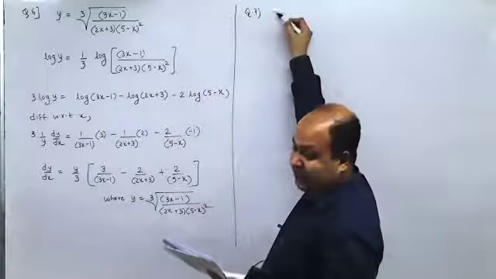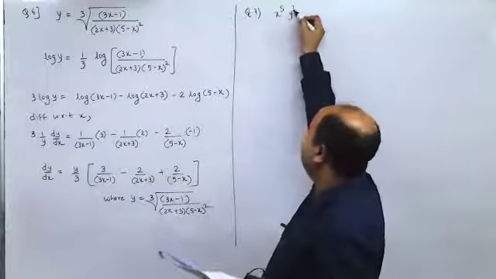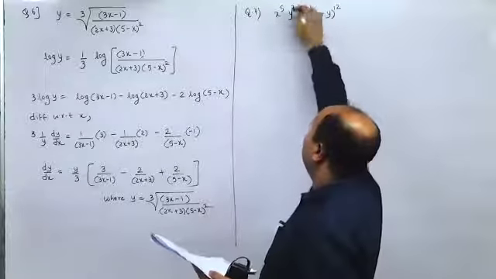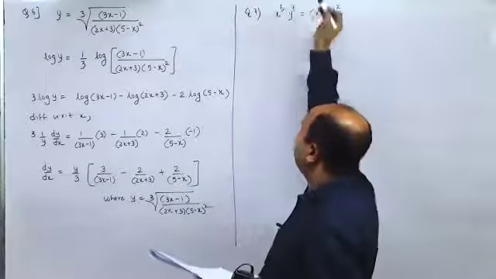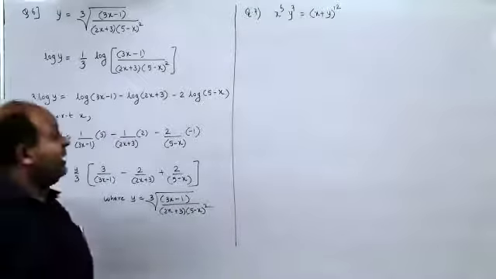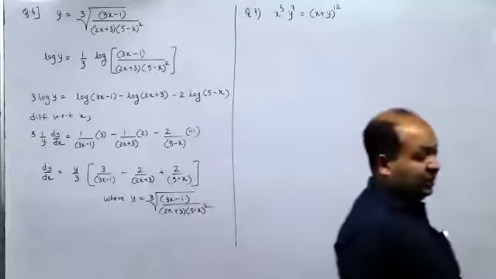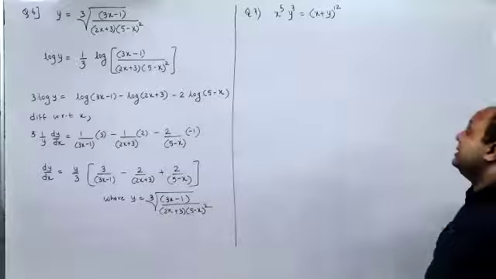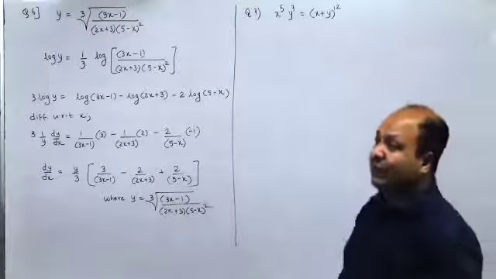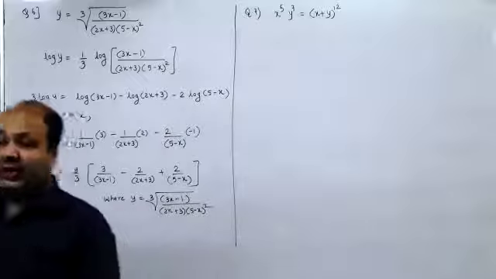Question 7. X raised to 5 into y raised to 7 is x plus y raised to 12. So here show that dy by dx is equal to y by x. Now what we can do over here is, this is x, 5 plus 7, 12. So the answer has to be dy by dx equal to y by x. How do we write that?